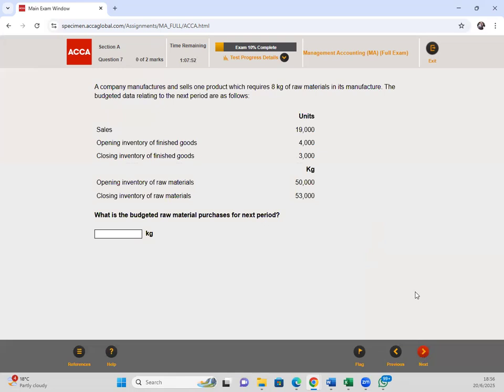Okay, there is a question. A company manufactures and sells one product which requires 8 kgs of raw materials in its manufacture. Over to you. Can you try this? Then I help you. I can't be the one talking alone. I'm giving you a minute to try that. Or maybe let me add on 1.5 minutes, so now it's 3 minutes. Quickly try that.